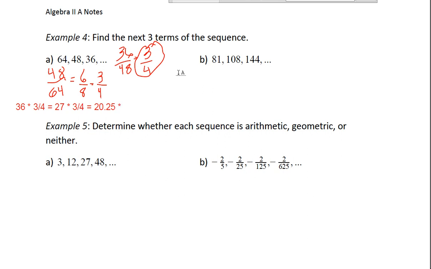1, 2, I need one more term, so we multiply by the common ratio again and get 15.1875. So one last thing you have to do is name your terms. So you'll say 27, 20.25, and 15.1875. These are your next three terms. So you have to investigate, find the ratio, and then use it.